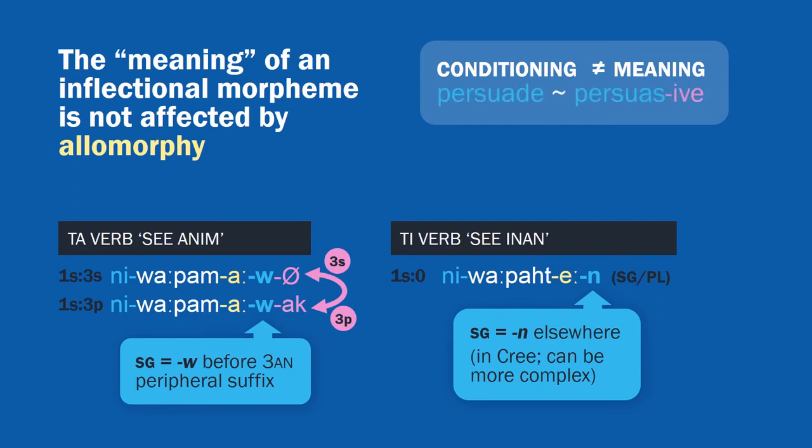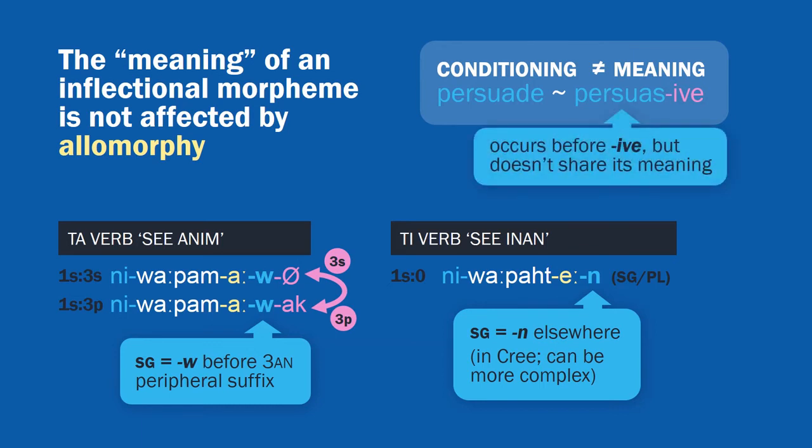This morpheme has an allomorph persuase that appears before the adjective suffix iv. But that doesn't mean that the allomorph persuase itself has adjectival meaning. It's conditioned by an adjective suffix, but its actual meaning isn't affected by this conditioning. Its meaning is the same as that of persuade. And it's the same for W. It's conditioned by an animate third-person peripheral suffix, but its actual meaning isn't affected by this conditioning. Its meaning is the same as that of N. It's a singular subject marker.